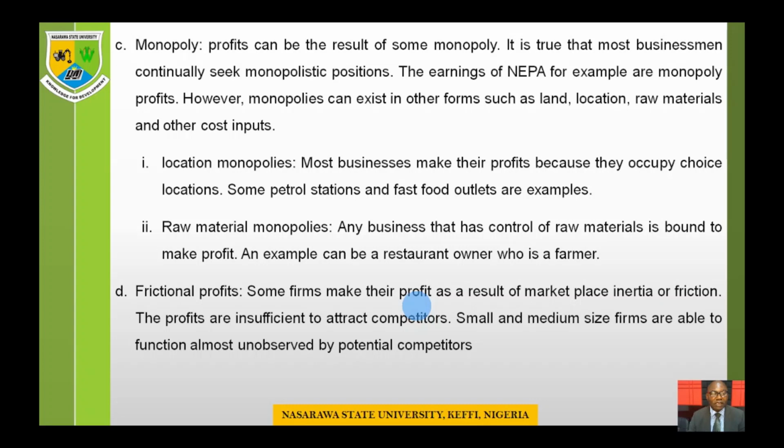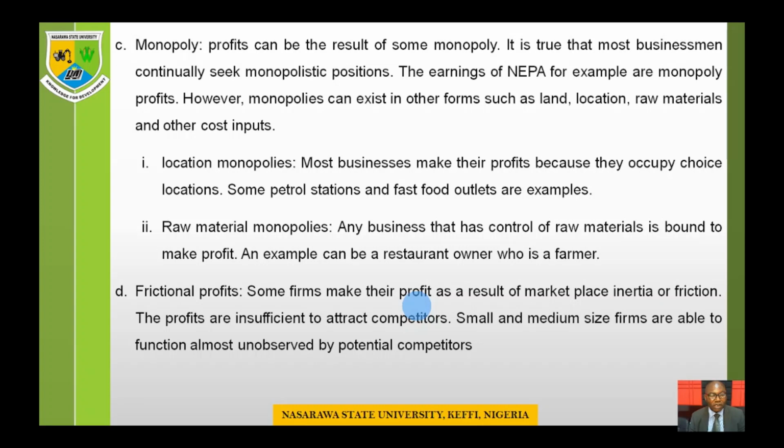So we want to look at location monopolies. Most businesses make their profit because they occupy choice locations. Some petrol stations and fast food outlets are examples. This choice location, I call it strategic location. When a business is strategically located, it tends to have patronage beyond those that are in obscure locations or locations that are not easily accessible.